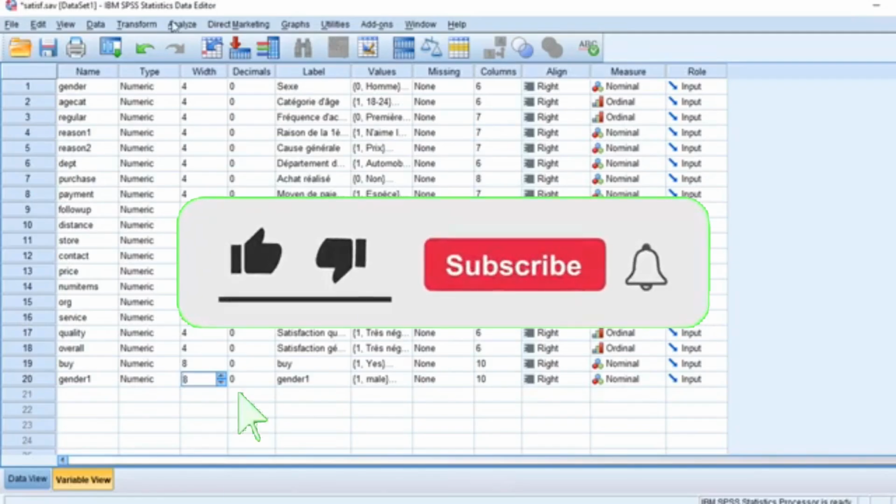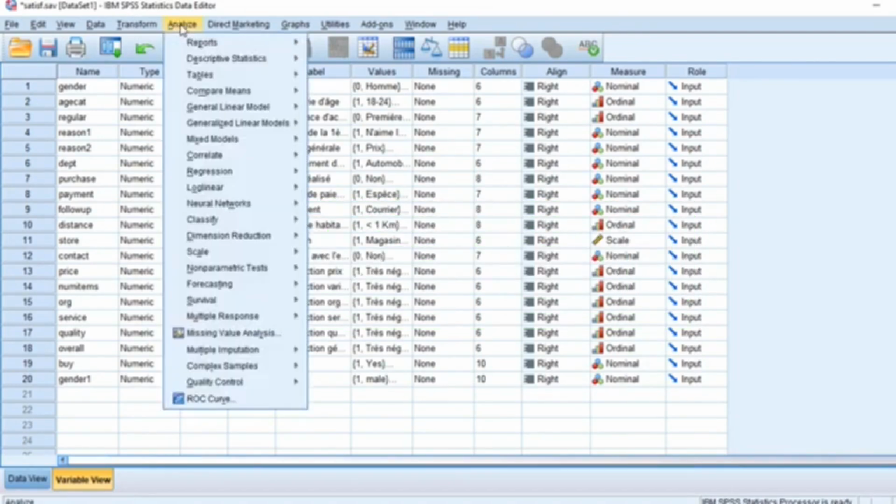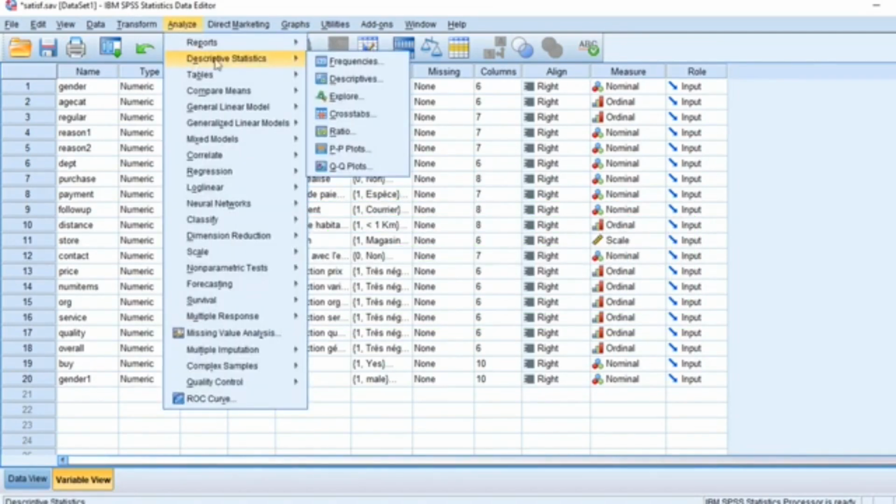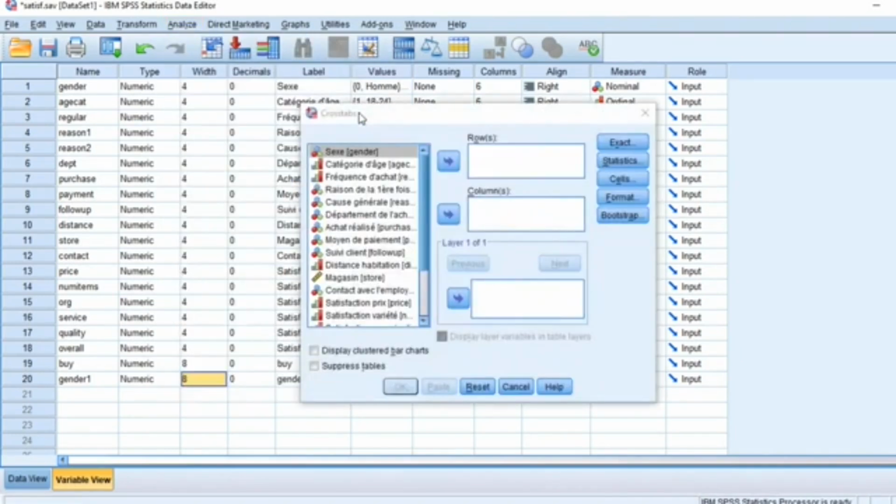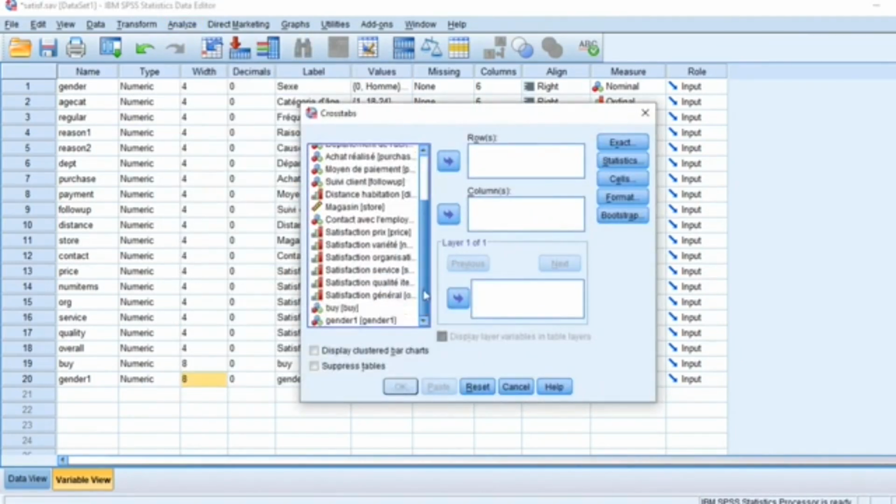I'll just go into SPSS to show you how odds ratio and relative risk are calculated. You just need to go to Analyze, then Descriptive Statistics, and click on Crosstabs. In Crosstabs, you select a control variable. For example, as this is a database from a satisfaction survey made on the clients of a shop, we are searching for the element of buying or not buying the product.